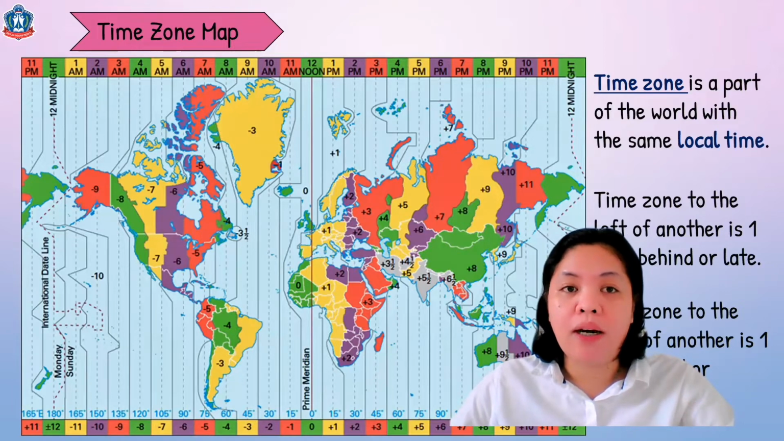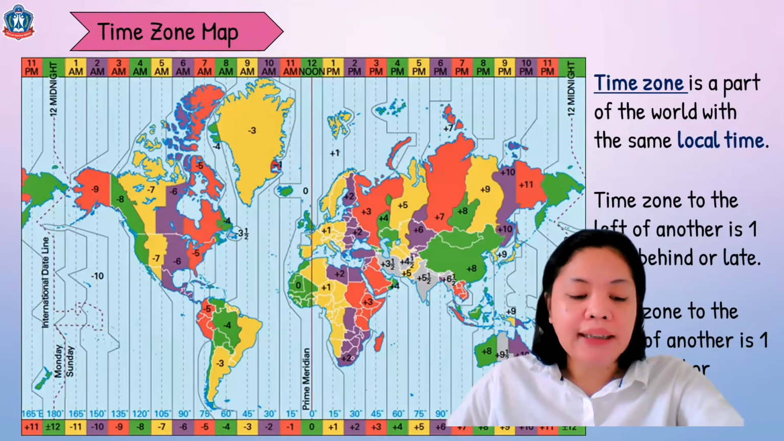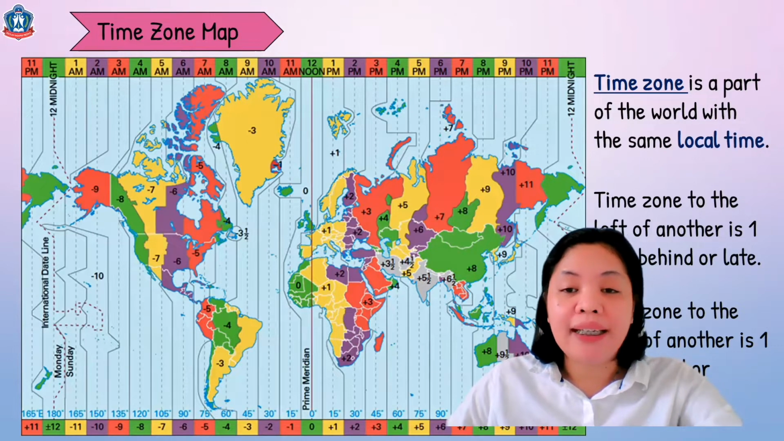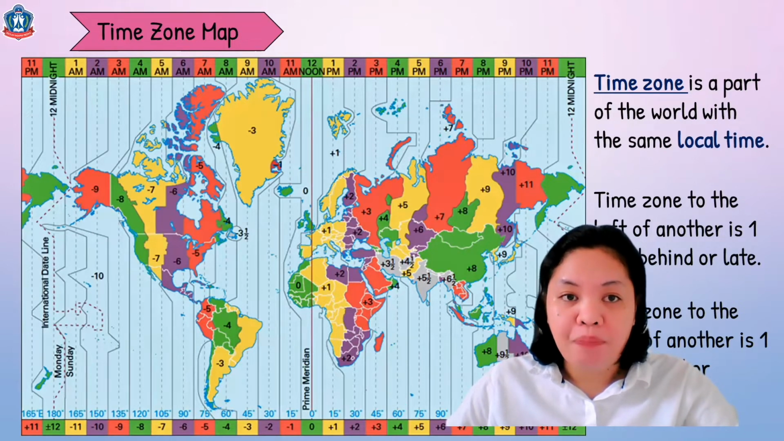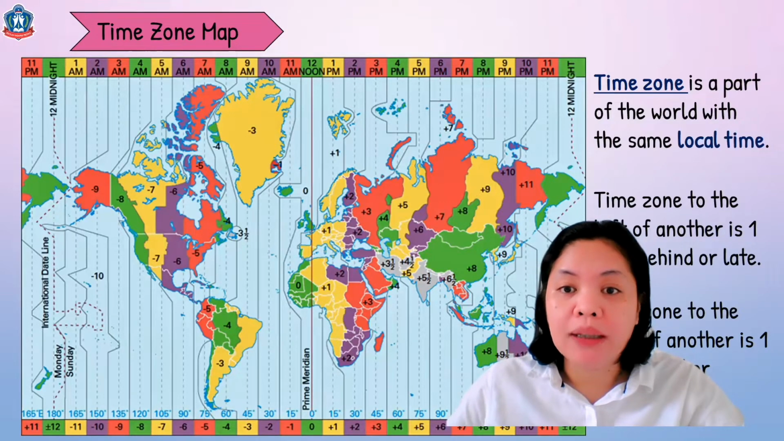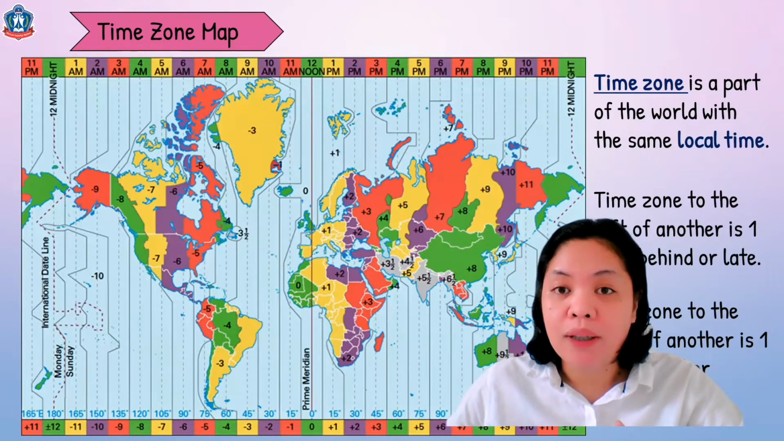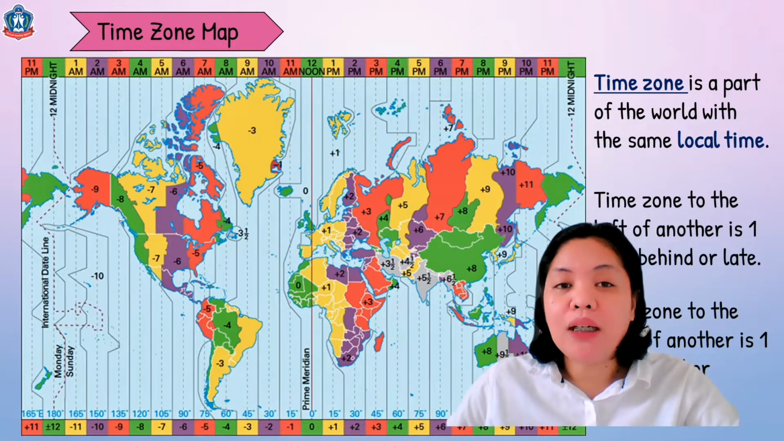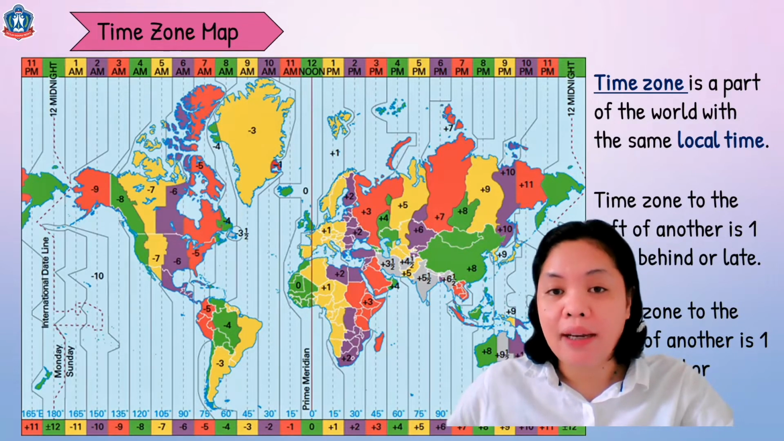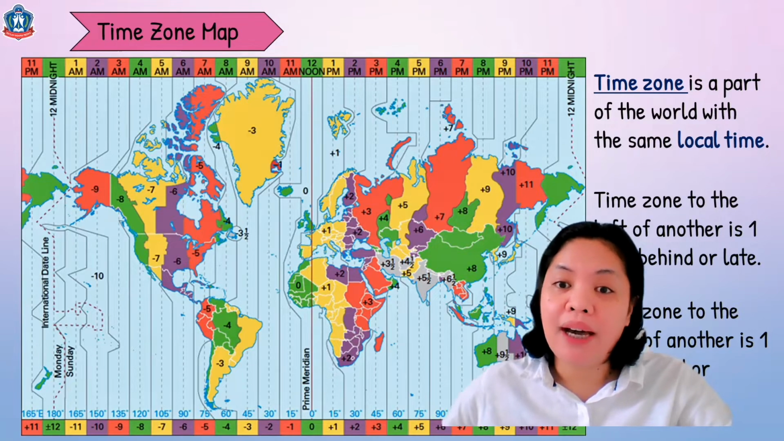For example, we are in Jakarta. And at this time, the local time in Jakarta is 3 p.m. or 3 in the afternoon. If you are located in the same time zone as Jakarta, Indonesia, your time is just the same as Jakarta. But if you are located in a different time zone, your time is either ahead of Jakarta or behind Jakarta.